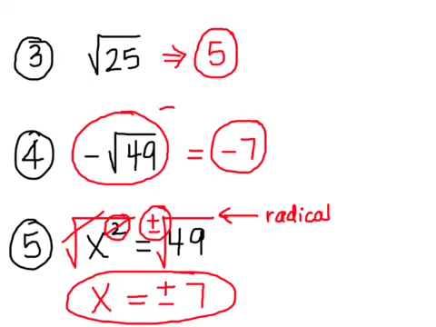However, if the radical sign is already in the original problem, then you assume a positive square root unless they put a negative in front, and here you would assume a positive square root because they did not put a negative in front.